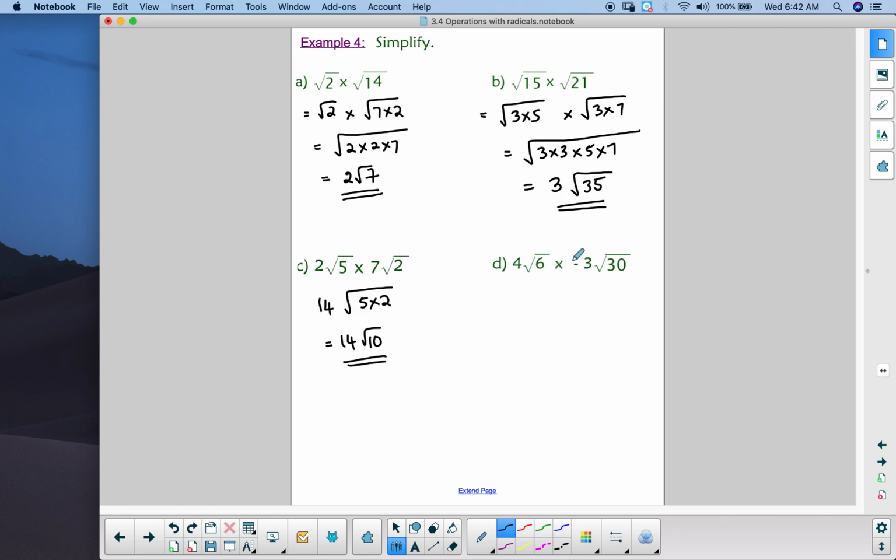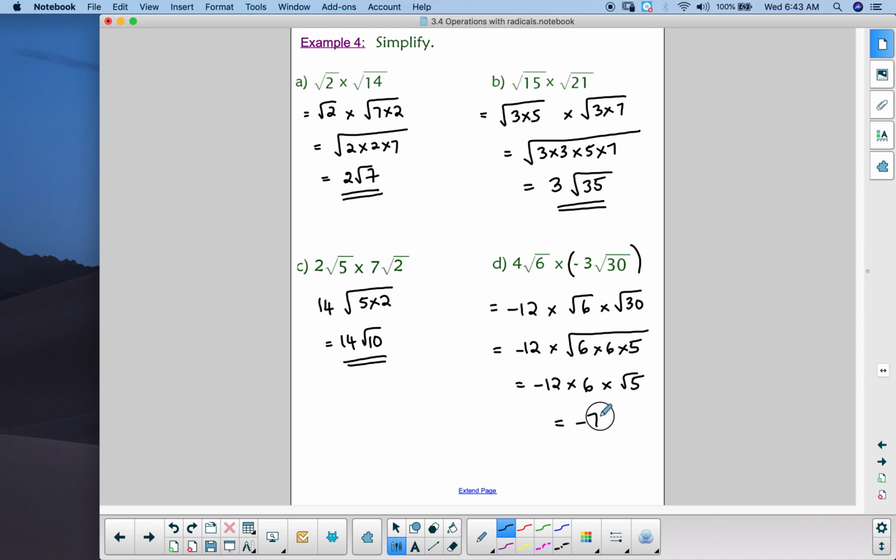4 times root 6 multiplied with negative 3 times root 30. So you can multiply 4 times negative 3, which is negative 12, and multiply the root 6 with the root 30. Bring the root 6 into the radical with the 30. And you can rewrite 30 as 6 times 5. And you have negative 12 times 6 times root of 5. So it's negative 72 times root of 5.